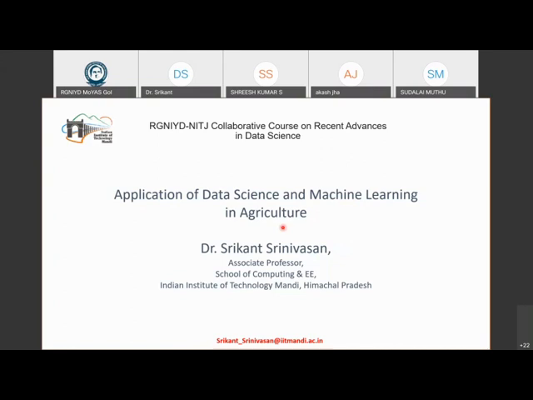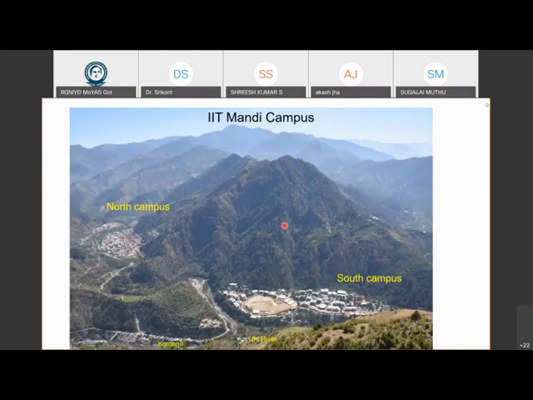We are at the IIT Mandi campus. So this is our IIT Mandi campus. I'm currently situated here. This is where I'm giving my talk from. And then we have the South campus, which is separated by a hill. So we have this very nice, lush green surrounding area where we are able to very peacefully conduct our research and take long hikes and walks.